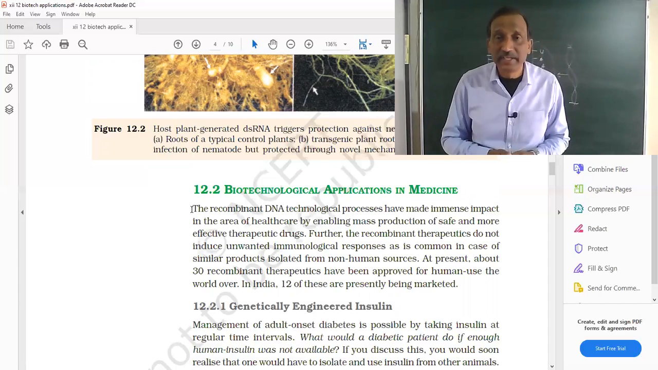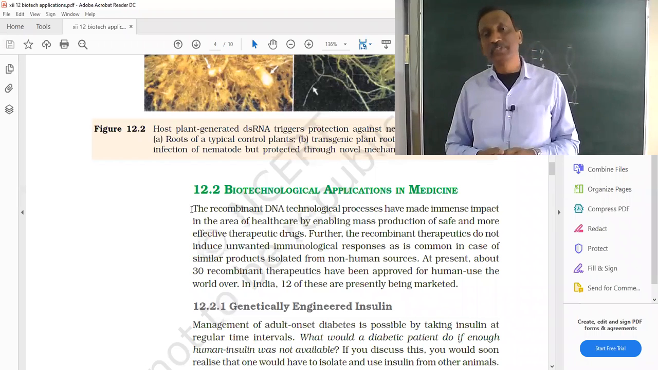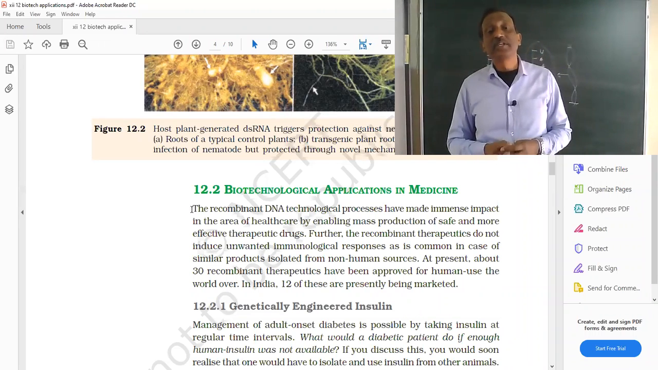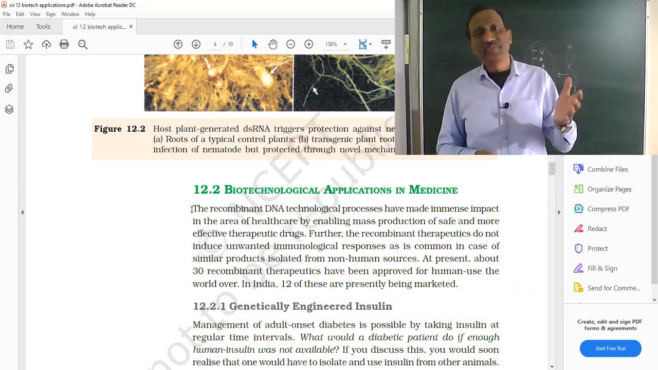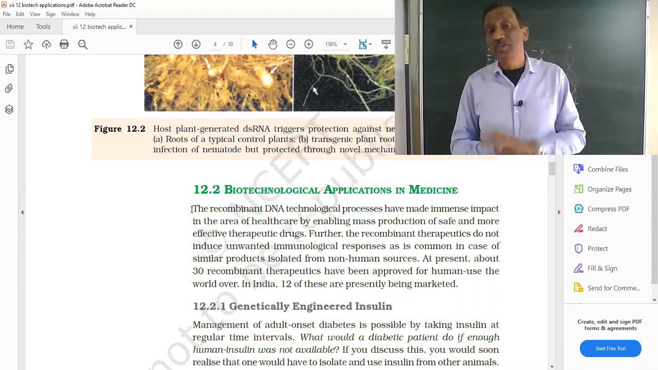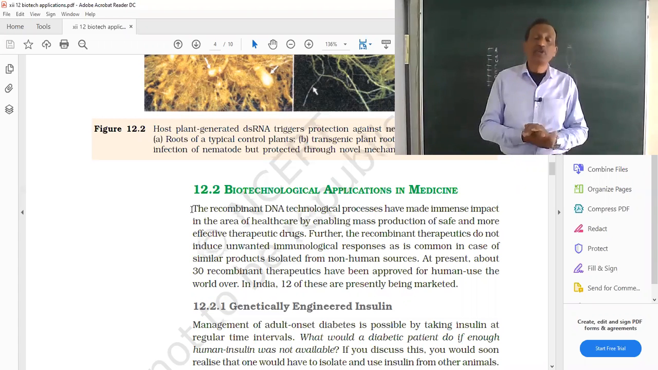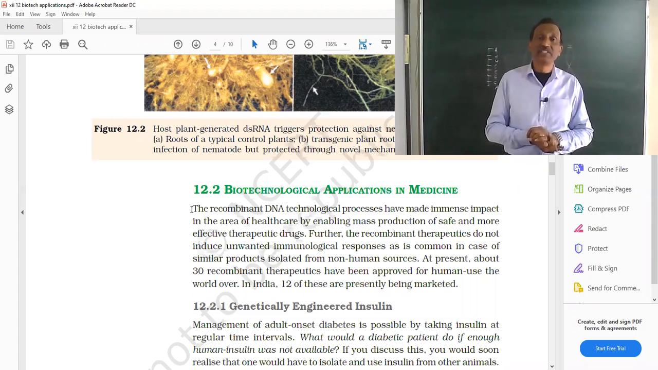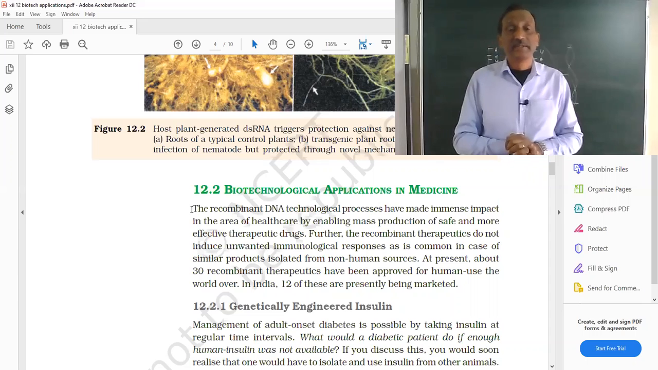Further, the recombinant therapeutics do not induce unwanted immunological responses, as is common in the case of similar products isolated from non-human sources. Again, at present, about 30 recombinant therapeutics have been approved for human use the world over. The book is very old. You should consider that. When the data was collected for writing this book, the number of recombinant therapeutics, that is, medicines produced artificially in industries using biotechnological applications, was only 30.